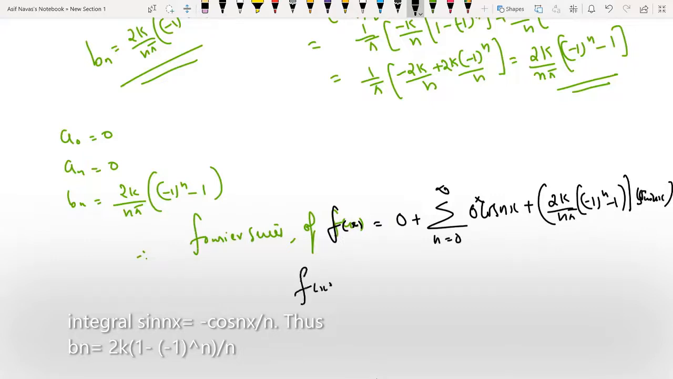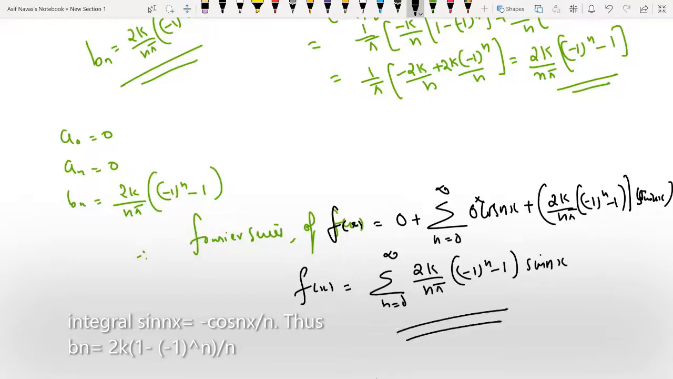Therefore, f of x is equal to sigma n equal to 0 to infinity, 2k by n pi, minus 1 power n minus 1, sin nx. So this is the Fourier series.